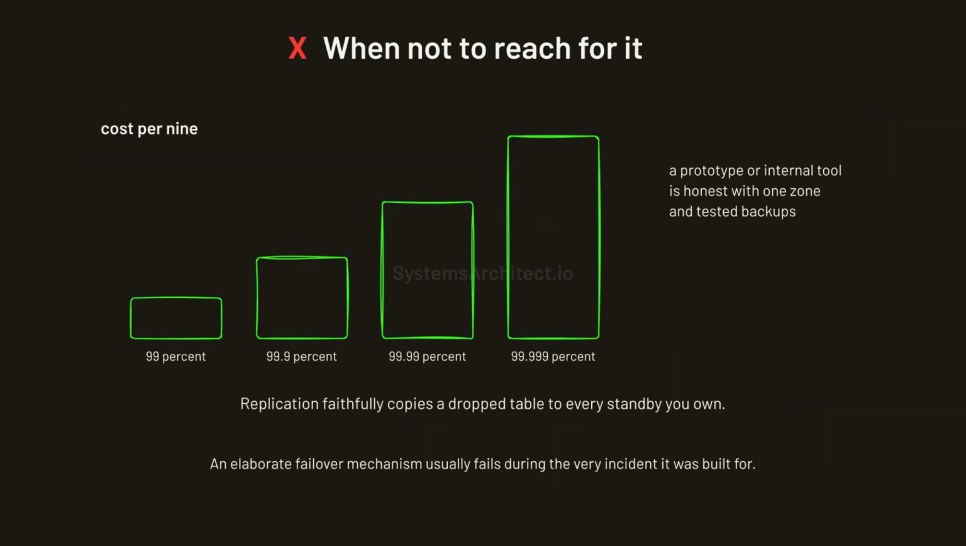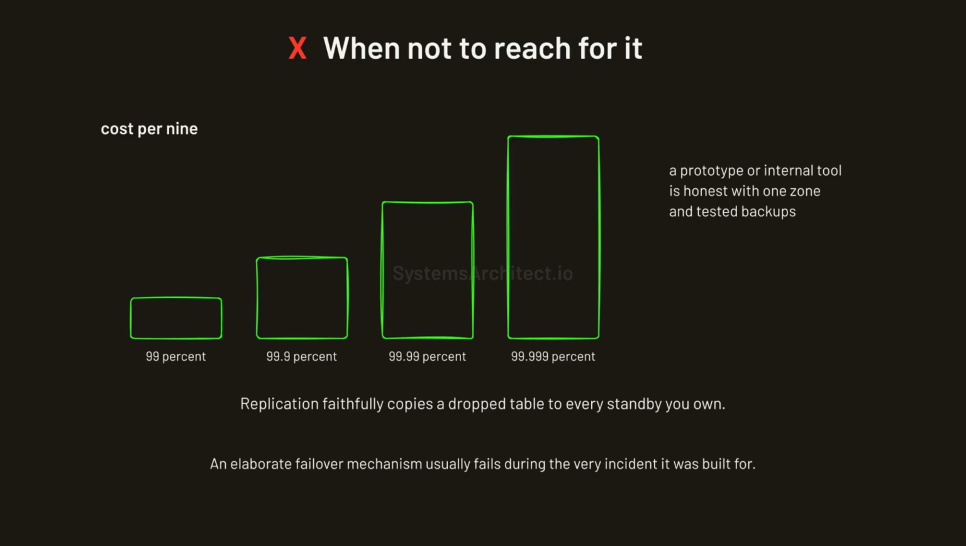Every 9 costs meaningfully more than the last, so match the target to what failure actually costs. An internal tool, a prototype, or a batch job that reruns tomorrow does not justify multi-region anything. A single zone deployment with tested backups is the honest answer. Complexity is itself an availability risk. An elaborate failover mechanism usually fails during the very incident it was built for.